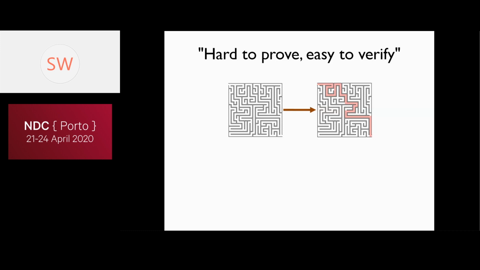Here's another one which you run into quite a lot, which is there are things which are quite hard to prove, but they're quite easy to verify. So if I have an algorithm that figures out how to get through a maze, it's hard to prove that algorithm works. However, if it does give me a path, it's really easy to check whether that path goes through the maze or not. So it's often easy to check things, even though it's hard to implement them.